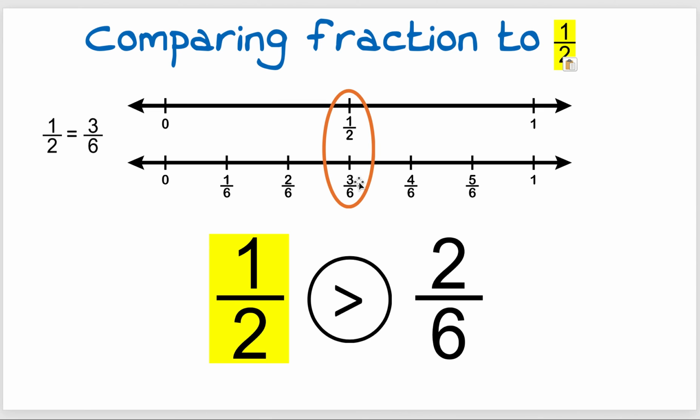For today's seesaw activity, we're going to ask you to think about some different fractions and whether they are bigger than 1/2, less than 1/2, or equal to 1/2. So go ahead and log into your assignment and get started.